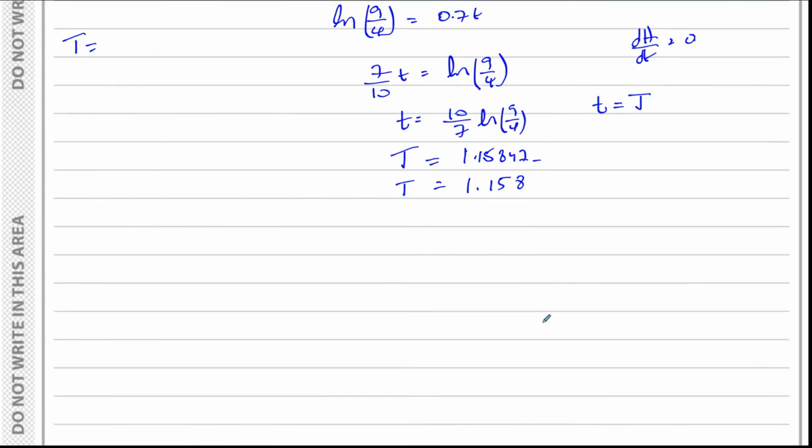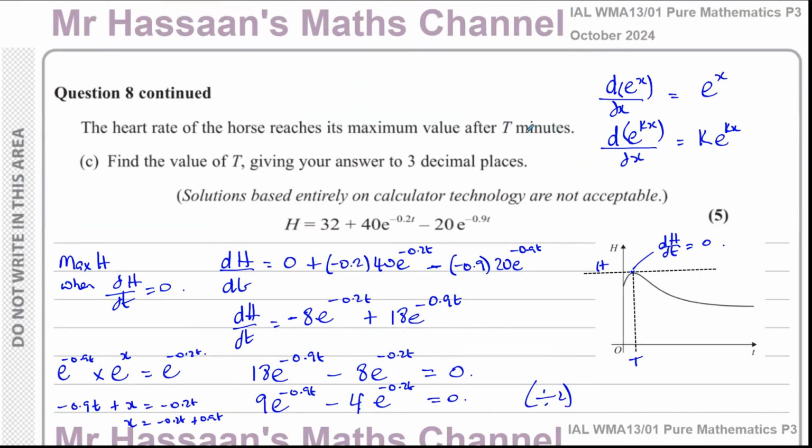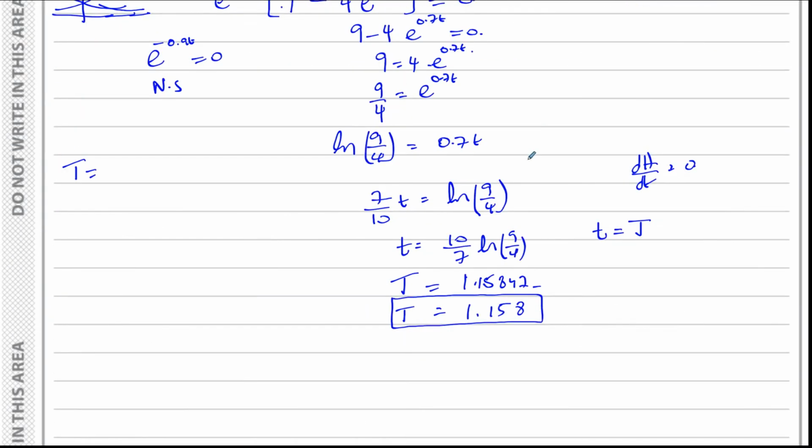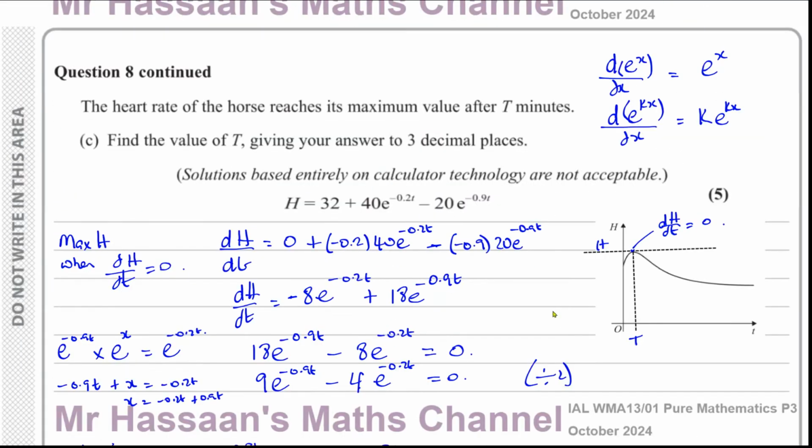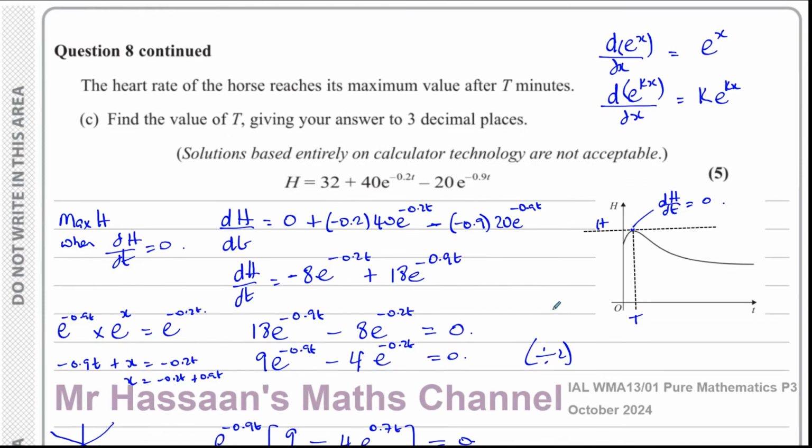Okay, in fact, we don't have to put minutes. We can leave it like this because t is defined in the question as being in minutes. So we just put 1.158 to 3 decimal places, and there's the answer to part C of this question.